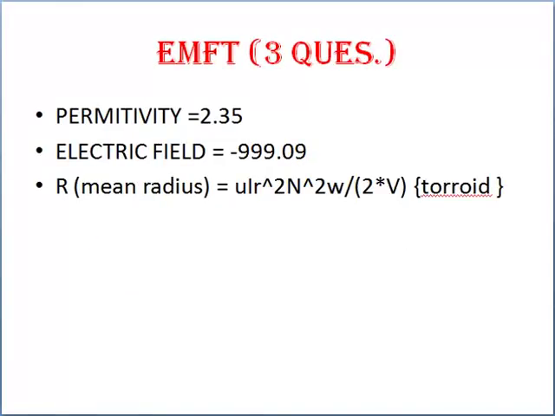One question from permittivity, in which a capacitance dielectric plate, something, and the answer of that question is 2.35. And there was one question in which they asked the electric field in the z direction. The answer of that question is minus 999.09. There was one picture given, a toroid, a toroid equation like that. They asked the mean radius. The answer of that question is mu I r square n square into w divided by 2 into v. So this is about EMFT.